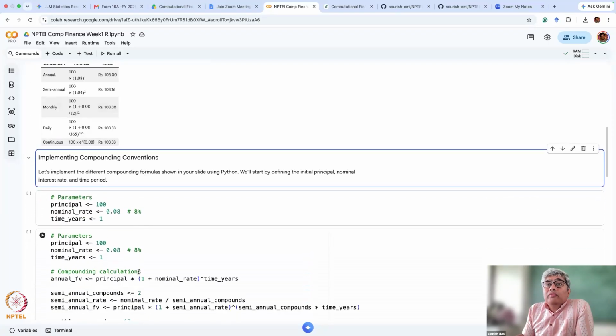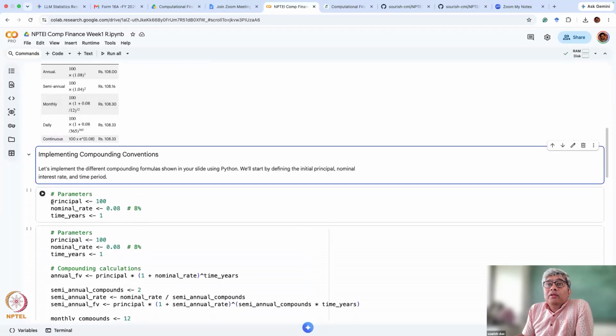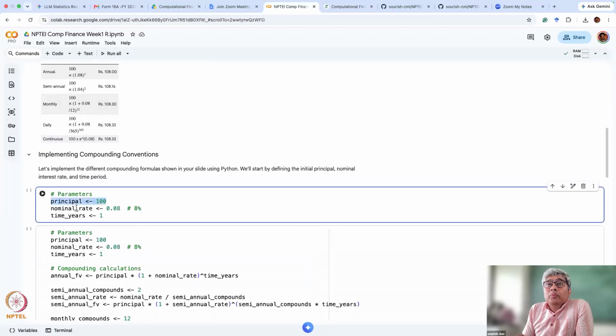So what I have done here, I have taken the basic principal as 100 rupees, the nominal rate as, say, 8%, 0.08, and the time as 1 year. Okay.